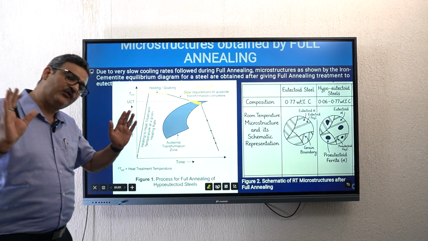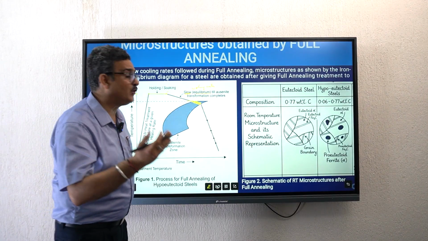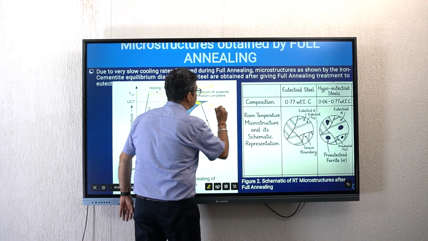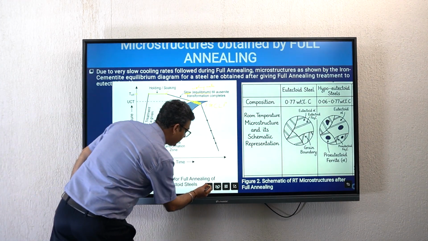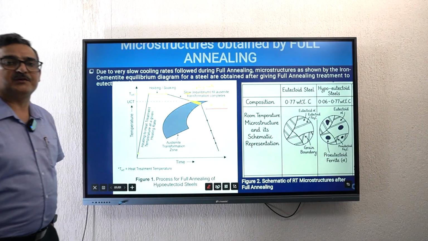Now, austenite has fully transformed, and generally during equilibrium cooling, what does austenite transform into? Austenite transforms into fine-grained, coarse lamellar perlitic structure. Fine-grained, coarse lamellar perlitic structure. So this is what you get in the room temperature microstructure of the steel.